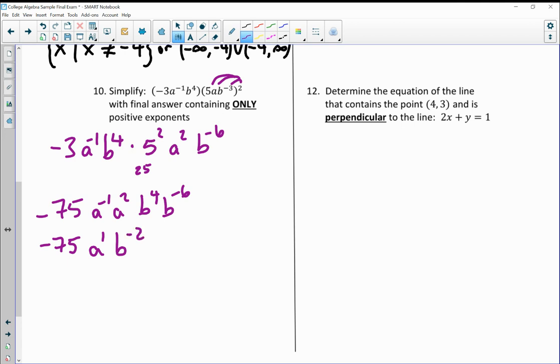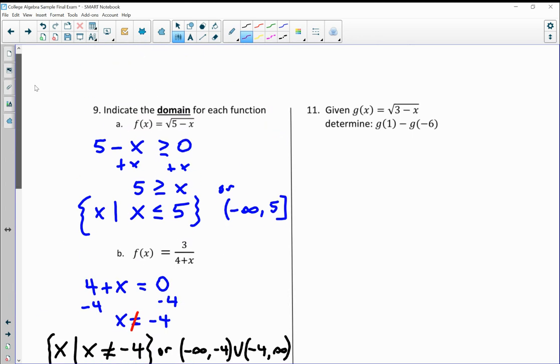Okay, and so the one with the negative exponent, we're going to move to the opposite, to the denominator in this case. So we would have negative 75a, and then the b to the negative 2, we can move to the denominator as b to the positive 2. And that would be it. That's our final answer. Okay, let's take a look at our next one.